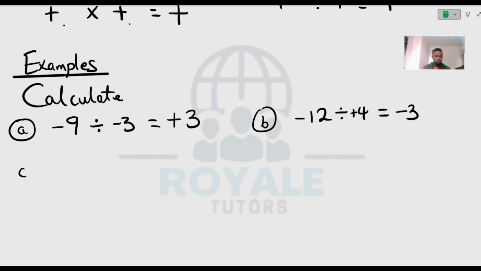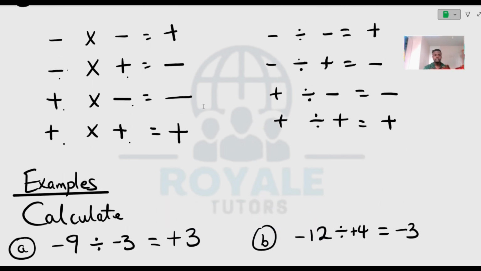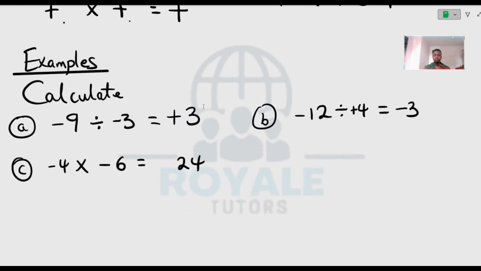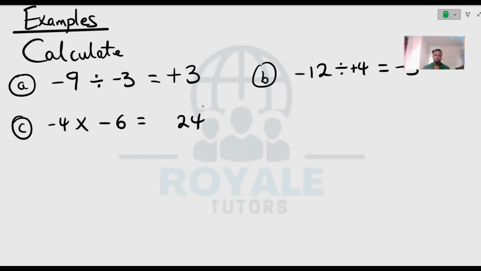All right, so for the third one, let's say we have -4 multiplied by -6. You do the multiplication of the numbers. 4 times 6 is 24. Then you do the multiplication of the signs, just like we have it up there. Negative multiplied by negative is positive. So that means this is going to be positive.